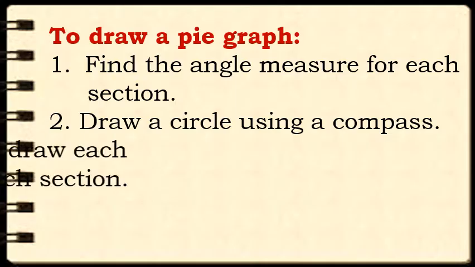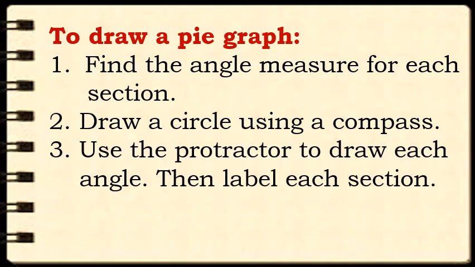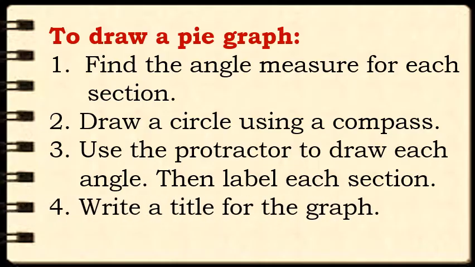Pwede rin yun. Number 3, use the protractor to draw each angle, then label each section. Why do we have to use the protractor? Because the protractor will guide us in measuring the angle of each part of the pie graph. And then after we have measured the angle for each part of the pie graph, we have to write the correct label for each section. And then, lastly, write a title for the graph. Importante ito so that your readers or anyone who will see your pie graph will understand what the pie graph is all about.